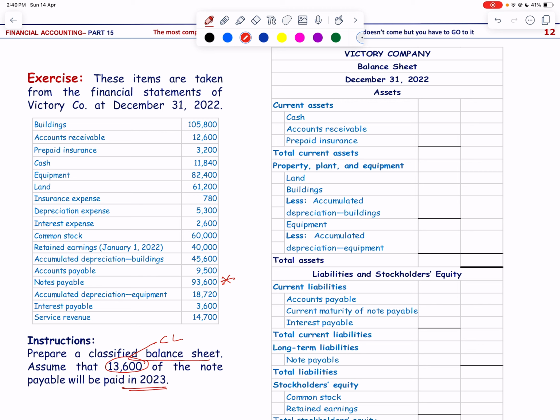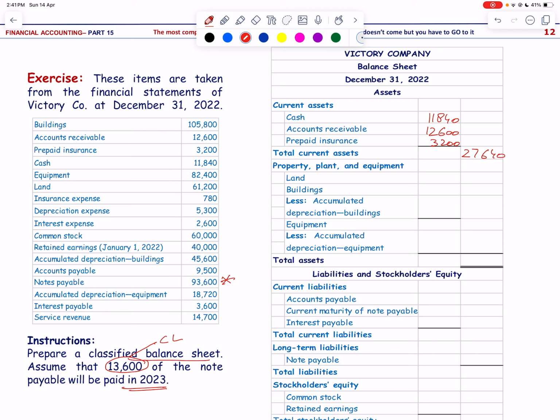We start with cash, 11,840. Accounts receivable, 12,600. Prepaid insurance, 3,200. And the total is 27,640.